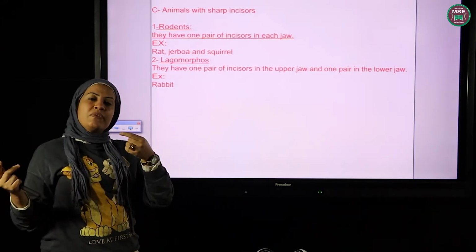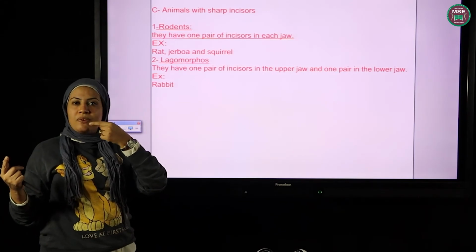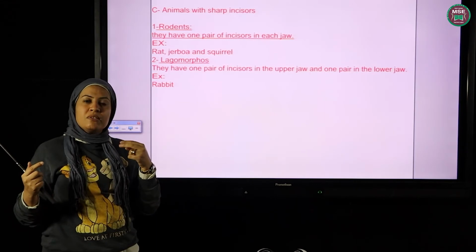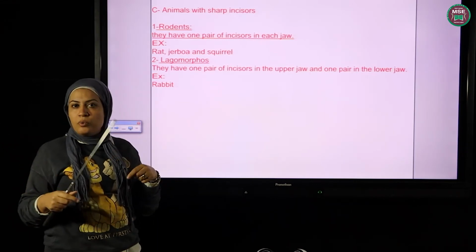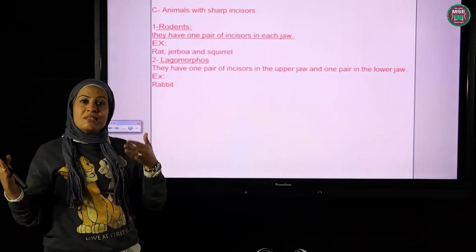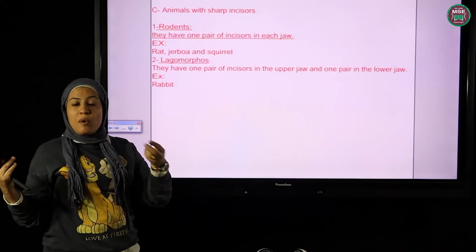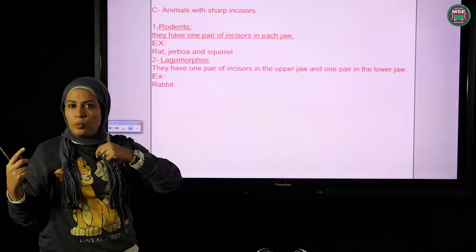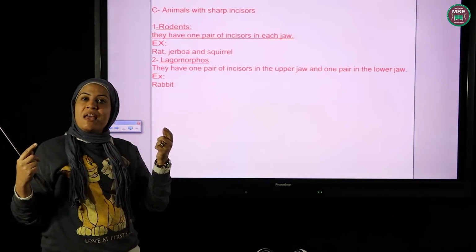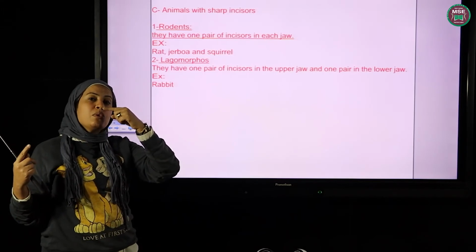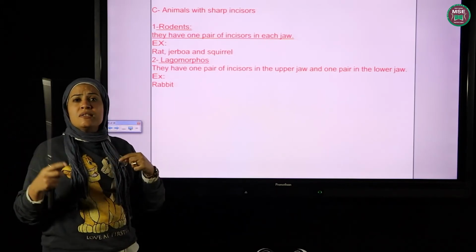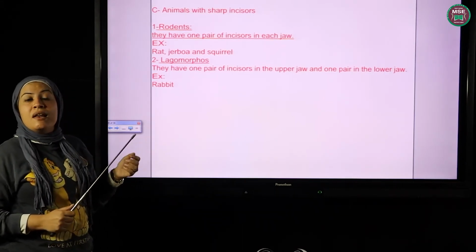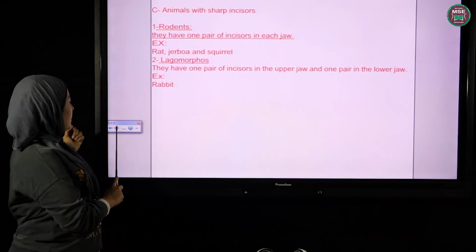Rodents have 1 pair of incisors in the upper jaw and 1 pair of incisors in the lower jaw. But lagomorphs have 2 pairs of incisors in the upper jaw and 1 pair in the lower jaw. This is the difference between the rodents and lagomorphs. What are the examples of rodents? Like rats and jerboa, and lagomorphs like rabbits, okay?